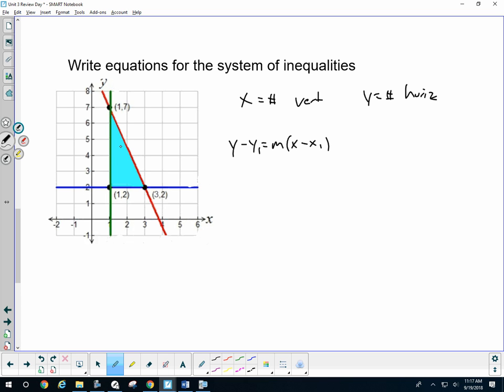Okay? I'd like you guys to try to figure this out. Notice that we all have solid lines, so it's going to be greater than or equal to or less than or equal to. What you're going to do is find the equations of the lines first. Once you find the equations of the lines, then look at how you can change those to the inequalities. All right, I'll pause. You guys go. This one should be easy. This one should be easy. It's the red one that might need some work.